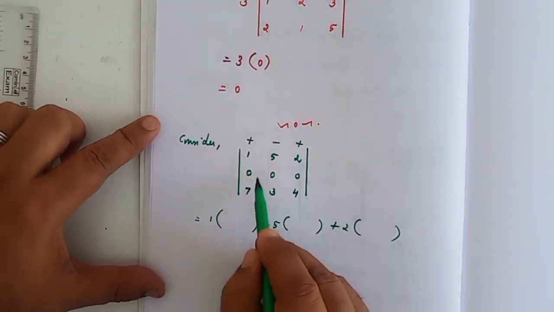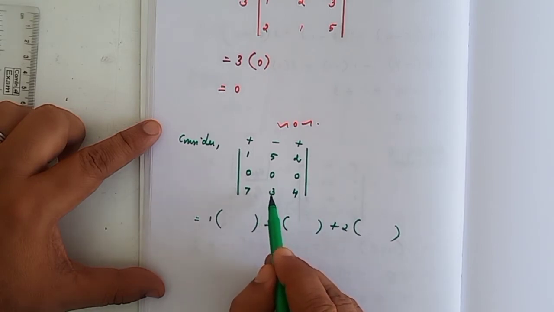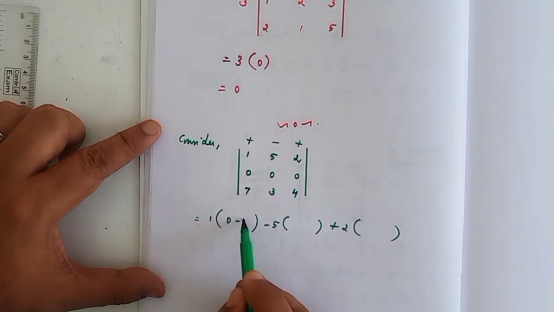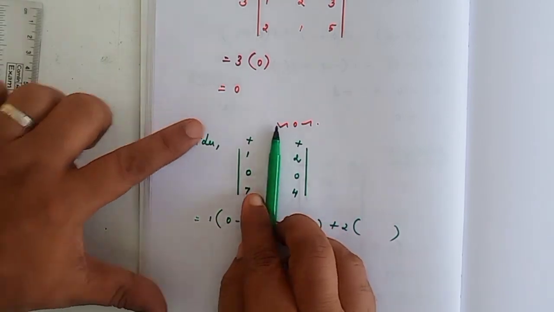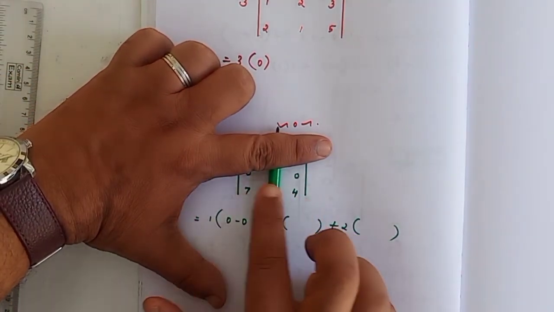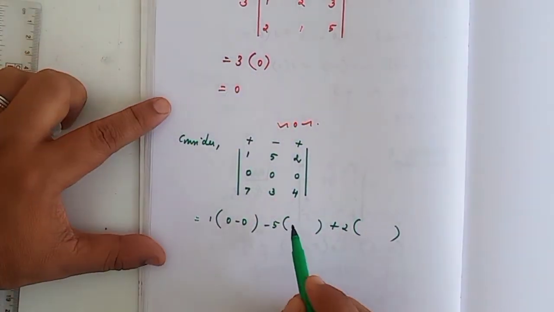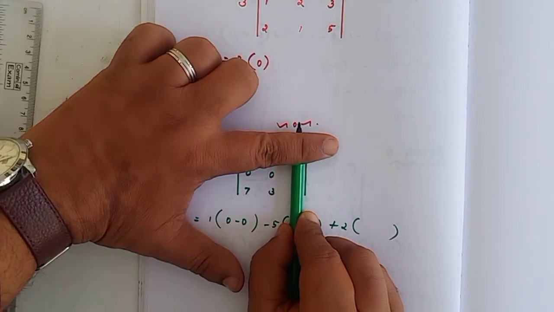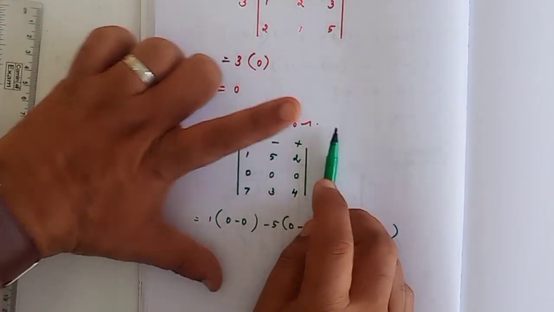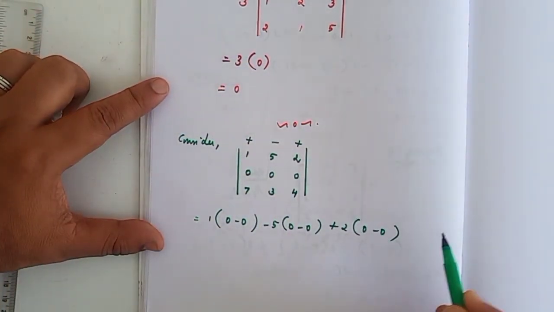So 1, leave this column and row. We have these 4 elements. I have to multiply 4 into 0, 3 into 0, 0 minus 0. The next one, 5, leave this column and row. We will be getting these 4 elements: 4 into 0, 7 into 0, 0 minus 0. Now the last one, 2, leave this column and row. We are getting 3 into 0, 7 into 0, 0 minus 0.